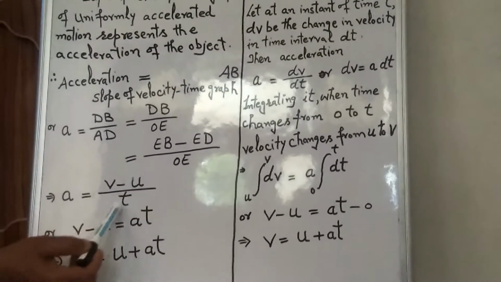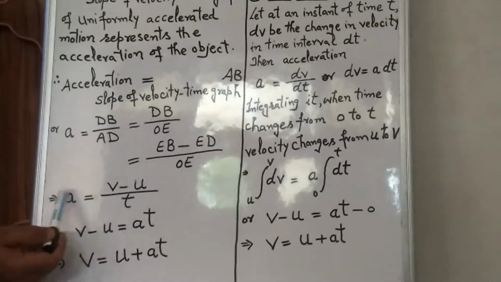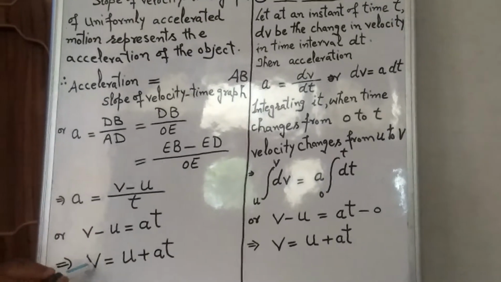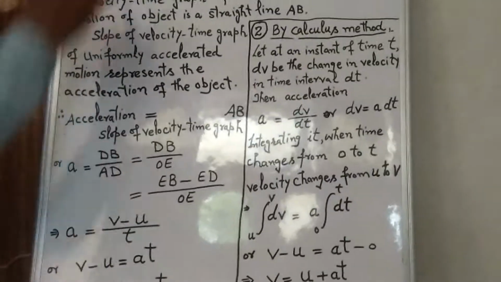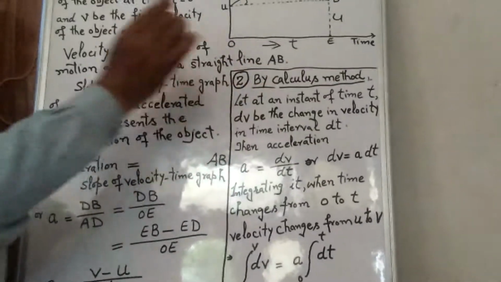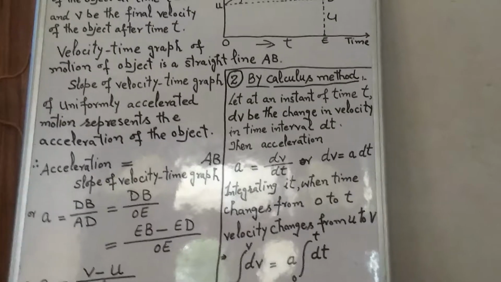a = (v - u)/t. Transposing t, that is v - u = at, so v = u + at. This is the graphical method. We have derived it. Now, the second method is the calculus method.